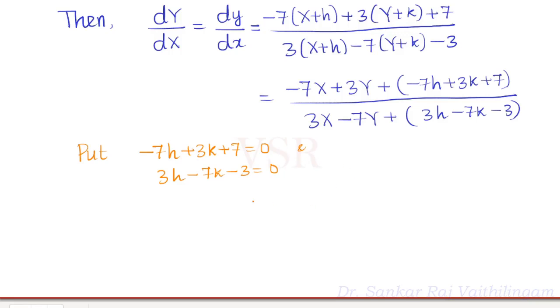So this implies that முதல் equation minus 7h plus 3k which is equal to minus 7. அடுத்தது 3h minus 7k which is equal to 3. இப்போ என்ன பண்ணலாம், இது ரெண்டையும் சால்வ் பண்ணணும். அப்போ I call this my first equation and this my second equation. Okay, சரி, இது எப்படி சால்வ் பண்றோம்னு பார்க்கலாமா?